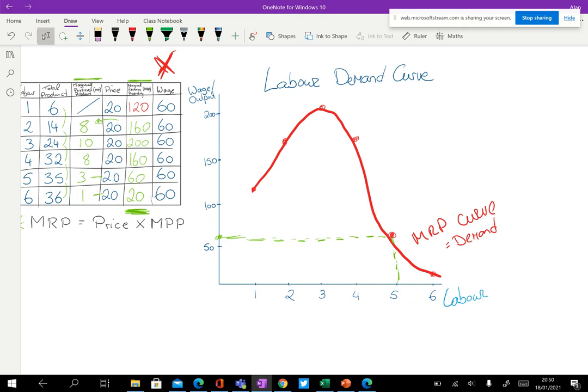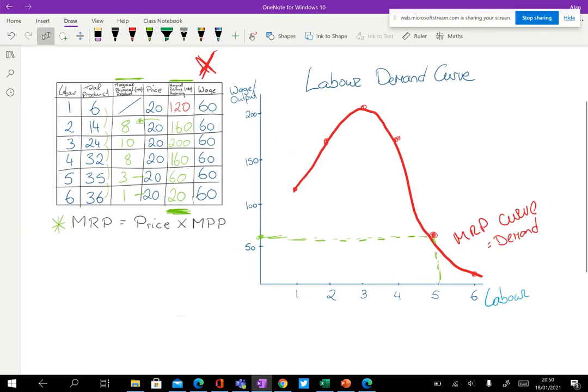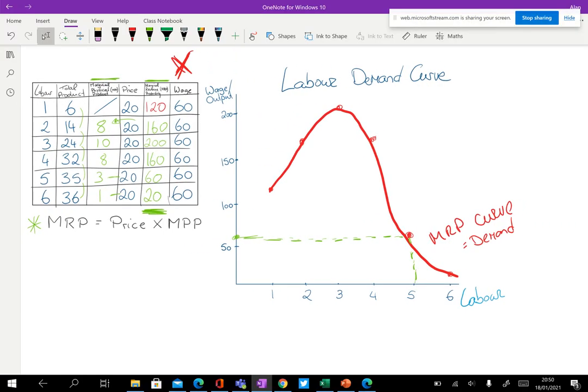Should we hire a 6th person? Not really, to be honest with you, because if we hire a 6th person, remember what a 6th person will bring? They'll only bring an additional 20 euros of revenue, which isn't covering the cost of this whatsoever. So the marginal cost, I'm going to write it up here. The marginal cost of each additional unit of labor is 60 euros.